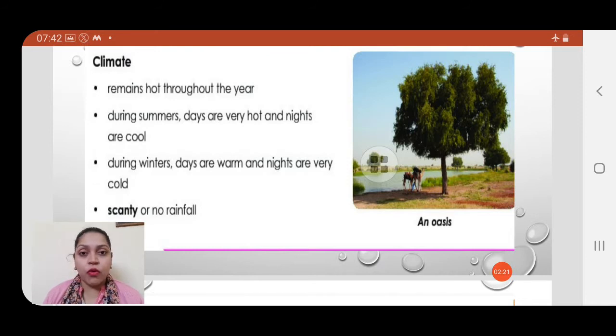So these are the 4 main features. Though winter is there, the days are warm and nights are very cold. Similarly, in the summers, days are very hot and nights are cold. So days are generally very hot and at night it is very cold, whether in summer or winter, and it remains hot throughout the year. It has scanty or very little rainfall. Most of the year it is summer, and only for 1 or 2 months the winter season is there.